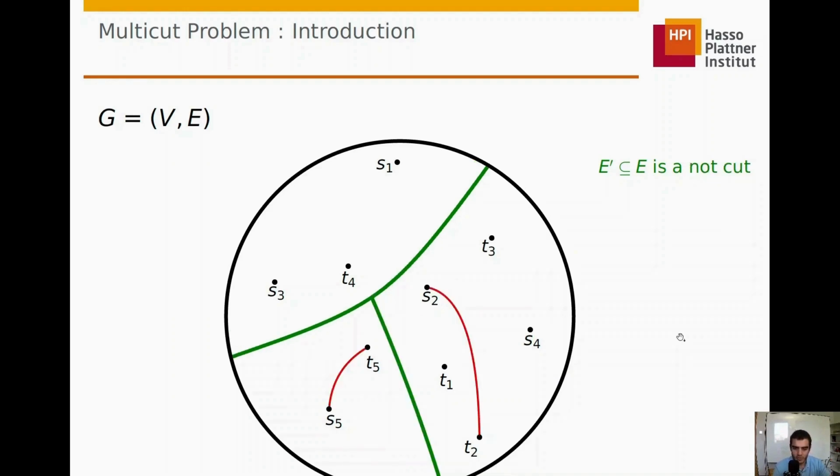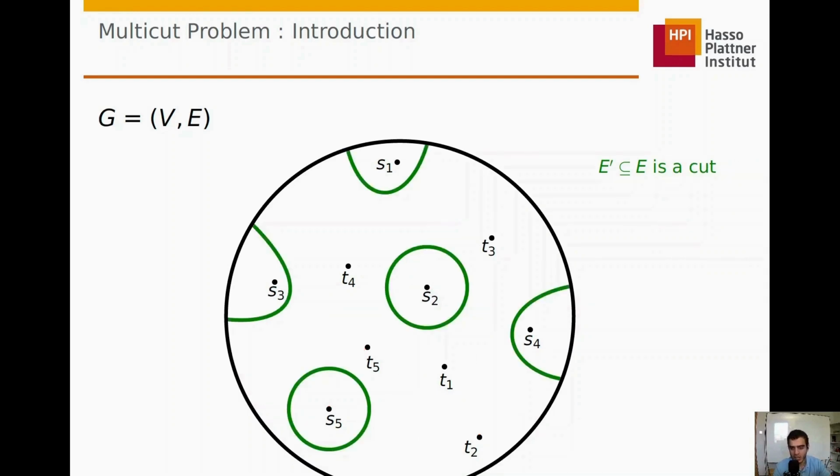Here, on the contrary, I can see that S5 is in the same component as T5, and S2 is in the same component as T2. So those green edges are not a cut. And again, this would be a cut. I could basically just separate only my Sis and I would have a cut.